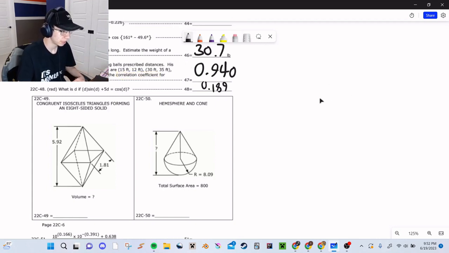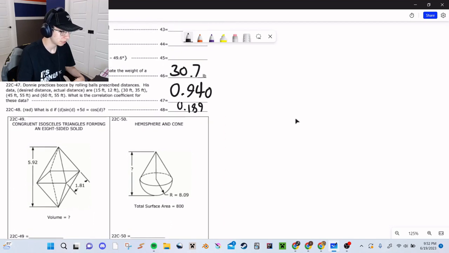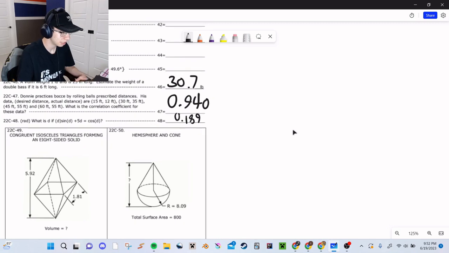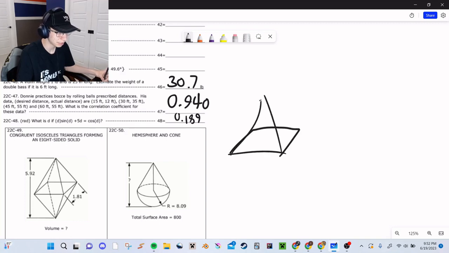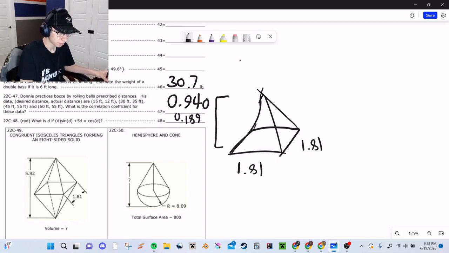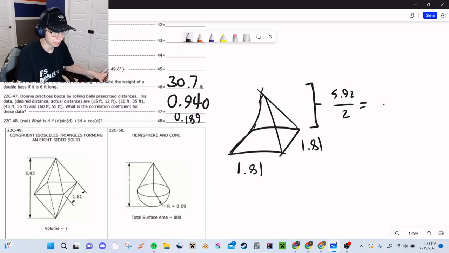Okay, 49. So we have congruent isosceles triangles forming an 8-sided solid. We want the volume. Okay, so what we can do here, let's look at just one of these square-based pyramids, because it's two square-based pyramids on top of each other, right? So the square base has a side of 1.81. It's going to have a height of half of the two heights, right? Added together, so 2.96.